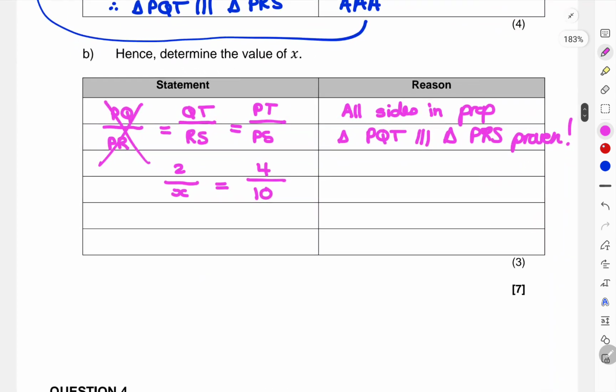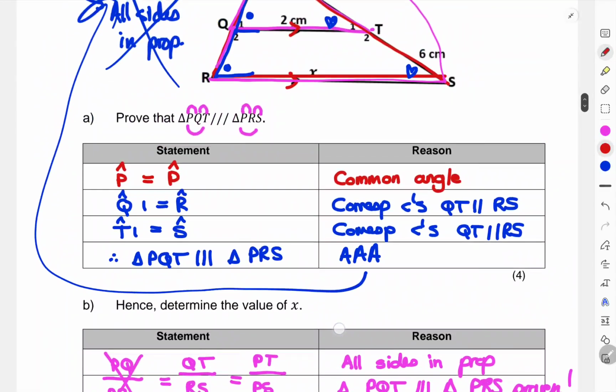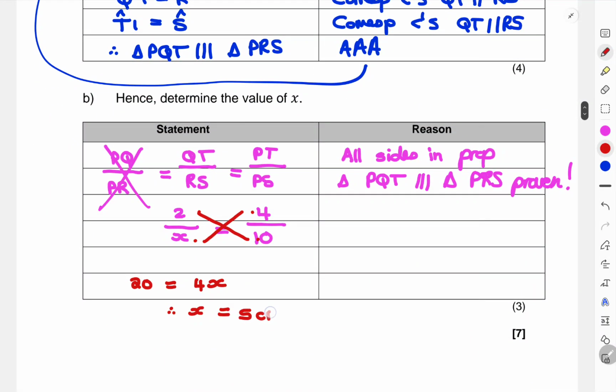Okay, and if your fraction isn't so nice to see what to do, we're just going to do the butterfly. We're going to multiply. 2 times 10 is 20, and X times 4 is 4X. Thus, X is equal to 5, and because it was given to you in centimeters, you're going to add your units as well.